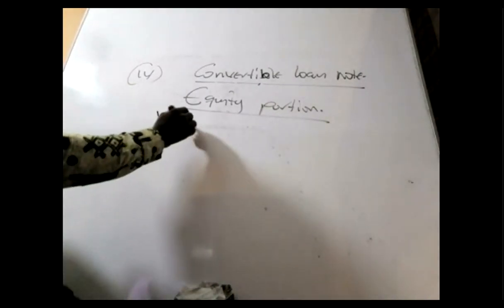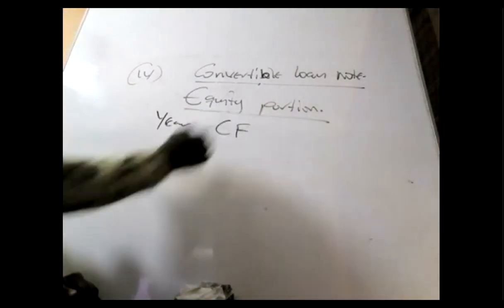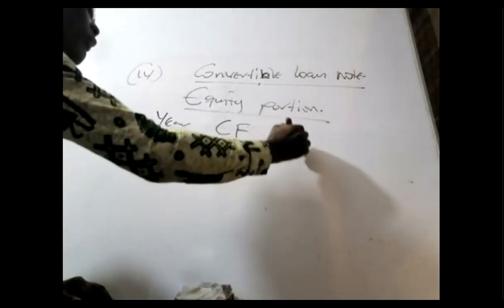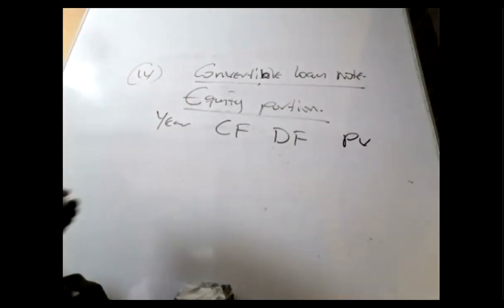So first, tell the examiner, Mr. Examiner, I need my year. I need my cash flow. I need my discount factor. Then I need my present value.